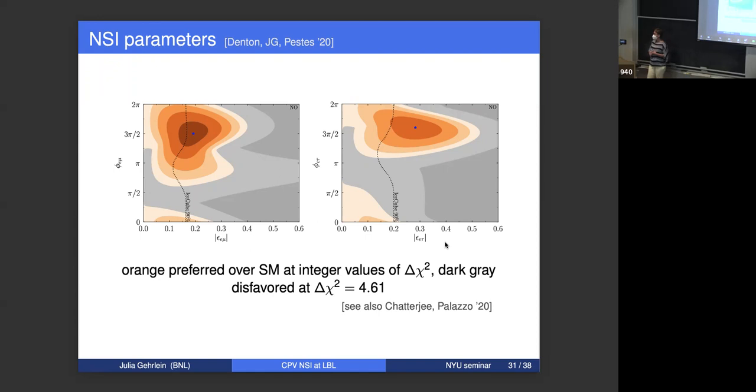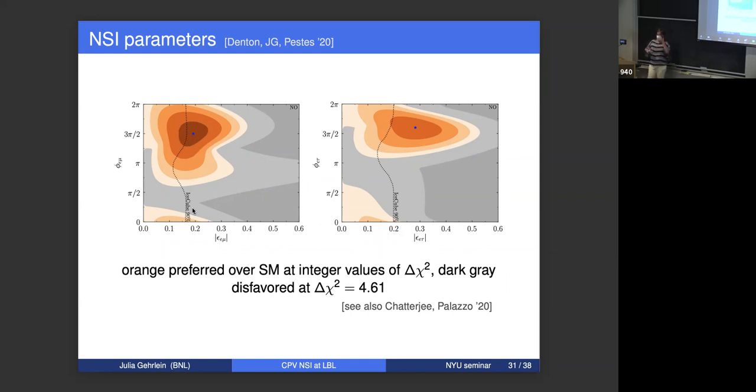As it turns out, epsilon mu tau has its plot in the appendix. This cannot really resolve the tension. We didn't find a good fit for this NSI parameter. So in blue, you see the best fit point for the NSI parameter, and the orange region is preferred over the standard model. And you see that our best fit region here is actually already constrained by IceCube data.